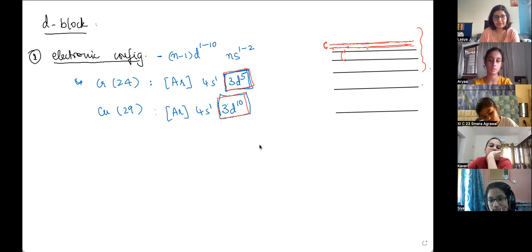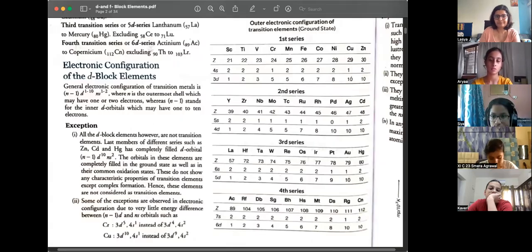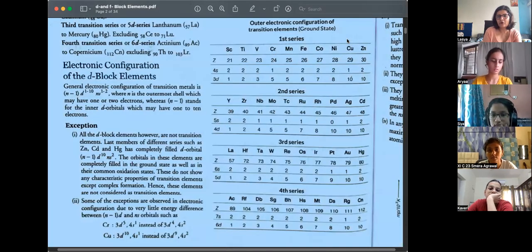So let me, one minute. Yeah, there's a table here, all in one place. So all the electronic configurations are given there. I'll just show it to you. So you can see here, first series, this is pretty much what you expect it to be. So except for chromium and copper, kisi mein you don't find that anomaly.